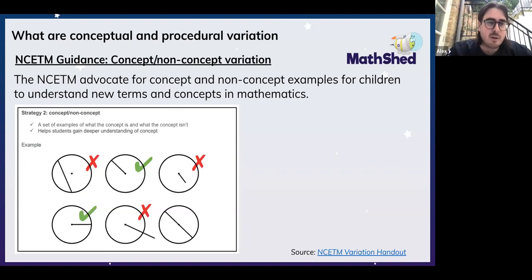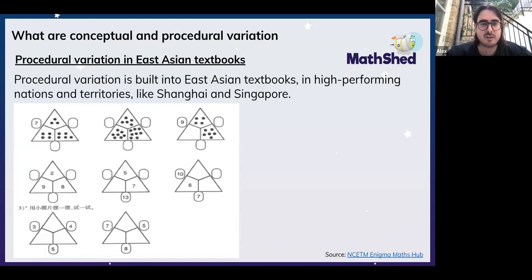Again, we have an example here from the NCETM. This is from their variation handout, showing how they advocate for concept and non-concept examples. Here they are showing that it's helpful for children to have examples and non-examples of radius, so that children can define what a radius, or whatever else it could be, is by what it is, but also by what it is not.